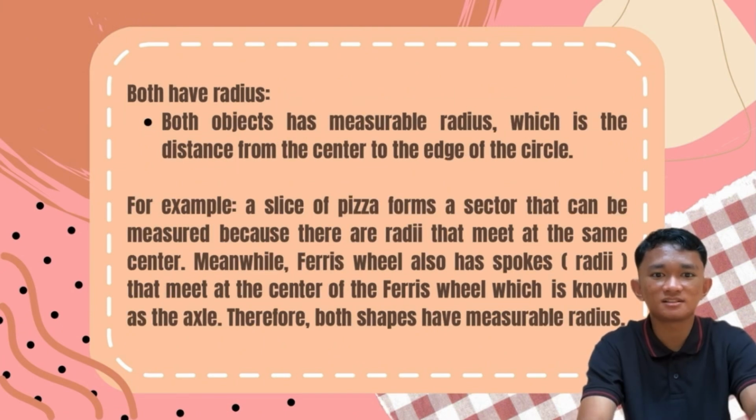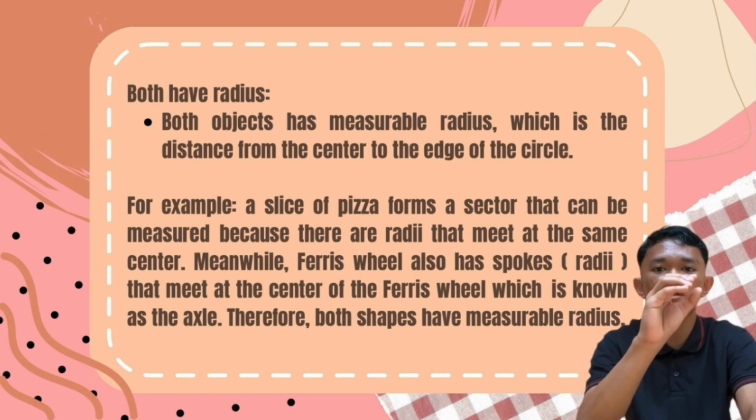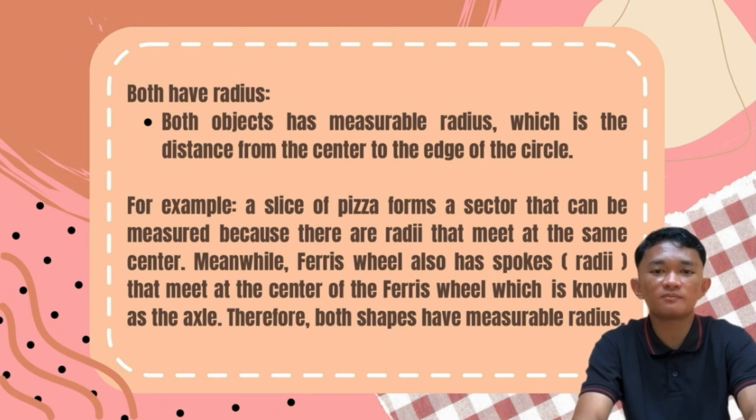Both have radius. Both objects have a measurable radius, which is the distance from the center to the edge of the circle. For example, a slice of pizza forms a sector that can be measured because they are radii that meet at the same center. Meanwhile, a Ferris wheel also has spokes that meet at the center of the Ferris wheel, which is known as the axle. Therefore, both shapes have a measurable radius.